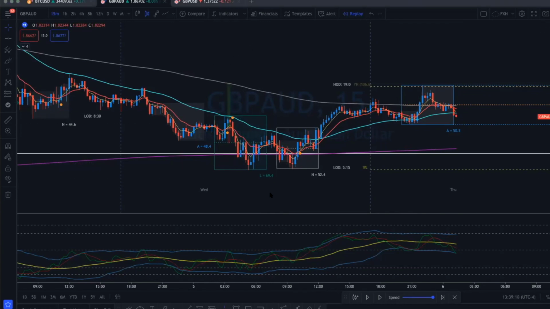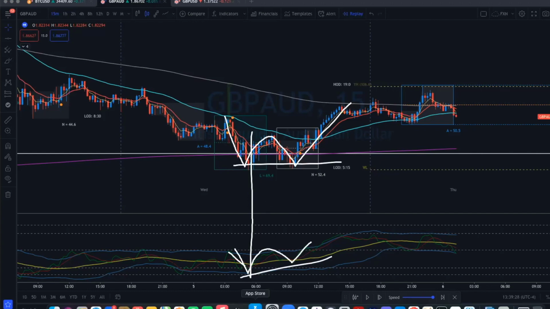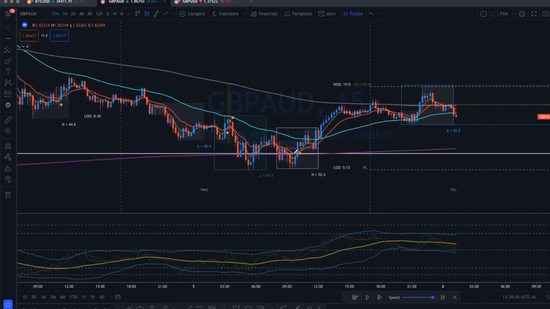Now you can start to make sense of what's really happening here, where this is the first leg here, the second leg is here, so you do get some divergence on a multi-session, and you get a star pattern on the second leg. So that's your entry right there. You use the 200 as a take profit.